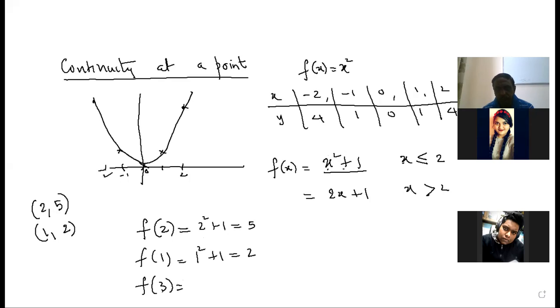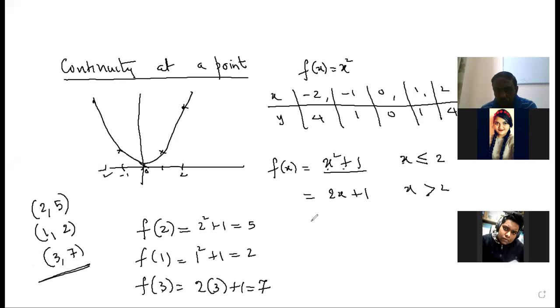When x coordinate is 3, which is the formula for the function? 2x plus 1, since x is greater than 2. 2 times 3 plus 1. How much do you get as answer? 7. X is 3, y is 7. Is this point clear to you?